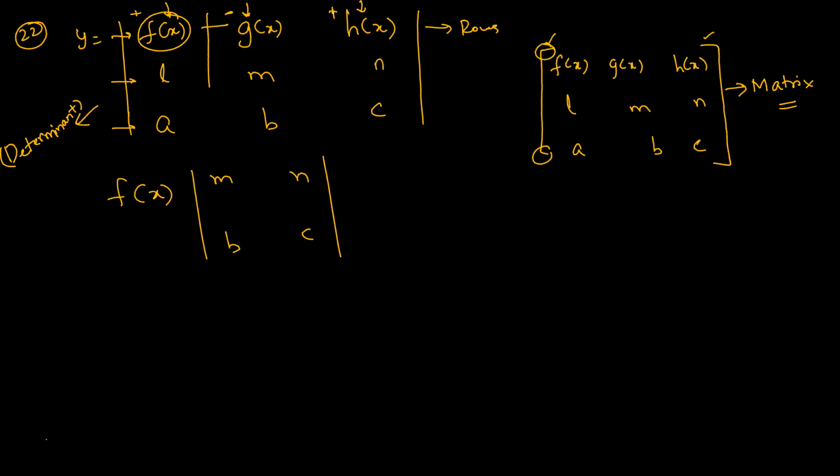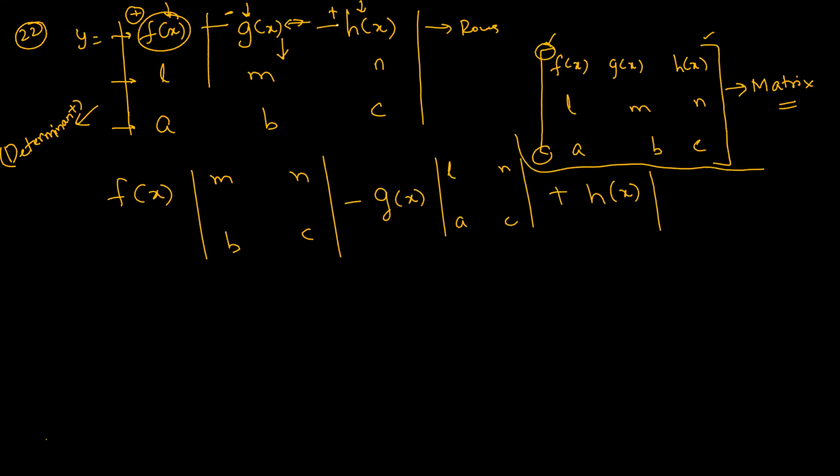So for f of x, you started with plus. Guys, those who are online, are you able to understand? For f of x we started with plus, for g of x we write a minus, and for h of x it is a plus. So minus g of x into the determinant of, hide the corresponding row and the corresponding column. What will be left out? L, N, A, C here, plus h of x into, hide the corresponding row and column, so you'll be left with L, M, A, B.